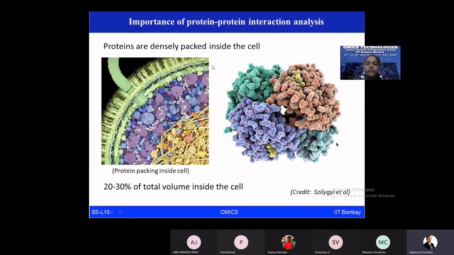The proteins are very densely packed inside the cell. Almost 20 to 30% of the total volume inside the cell is proteins. So we can see how the proteins form complexes with each other. When there are so many proteins inside the cell, in many cases one protein does not take up only one function. Several proteins group together and form a complex, and then they take up one function in the body.